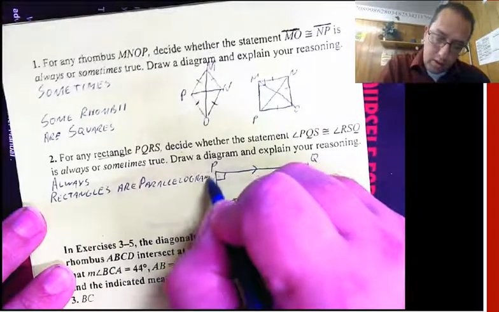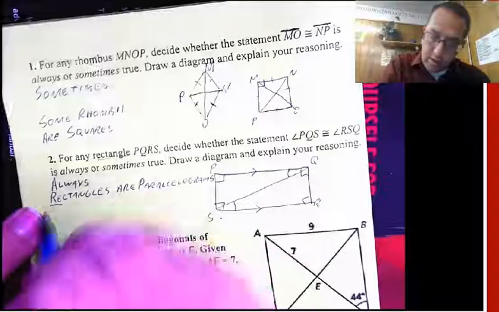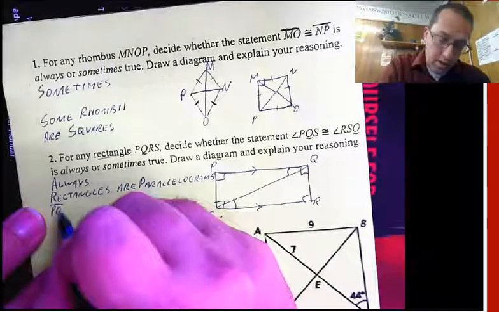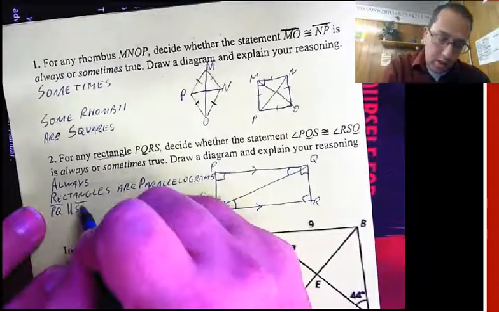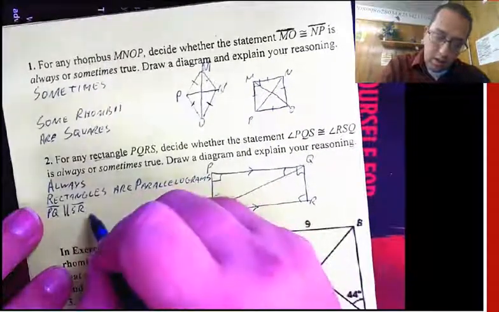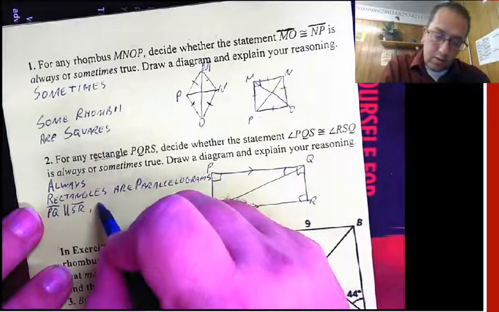Parallelograms. Which means segment PQ is always going to be parallel to segment SR, and so alternate interior angles theorem.